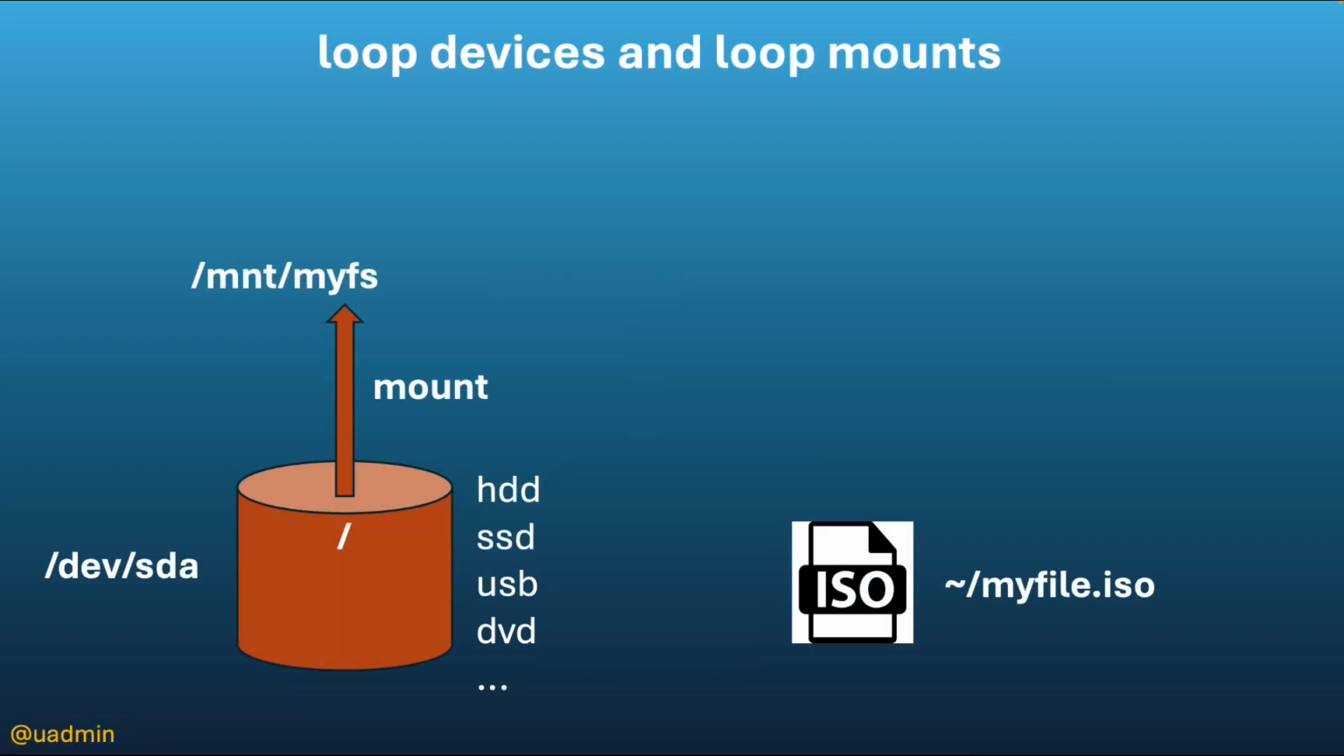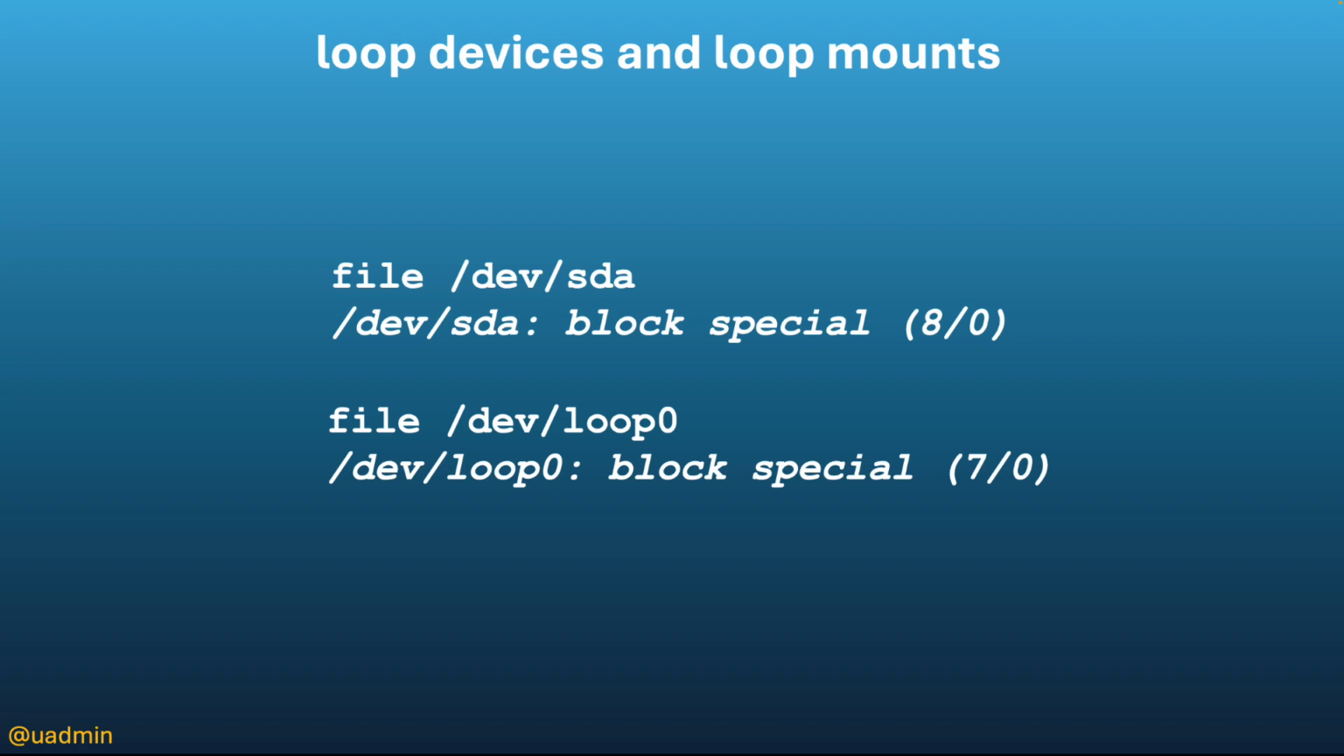But what if the file system is not on a disk device, but in a regular file, like for example an ISO file or a disk image? How can you mount it then? Well, this is where loop devices come in. A loop device is a block device like a regular disk.